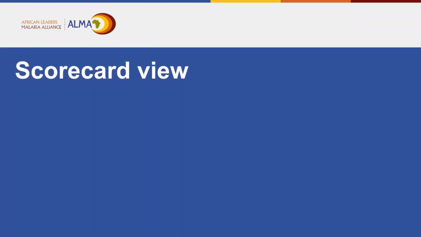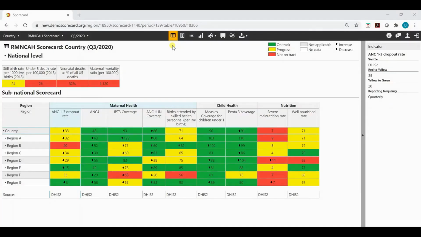We will now look at the scorecard view. The first button on this center set of options is called the scorecard view. The scorecard view is like your home page. If you are ever lost, you can click on this button to return to the scorecard.